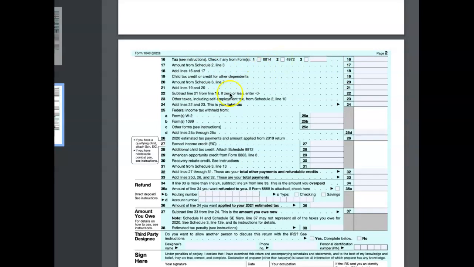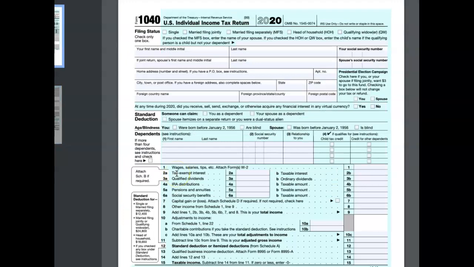Then we subtract some credits, and credits are almost like gift cards, like it's money right off your tax bill at the end. And then you find out how much money was withheld from your paycheck the previous year, and then you determine whether you owe money or whether you're going to get a refund, one of these two things here. So this is what a 1040 form looks like.